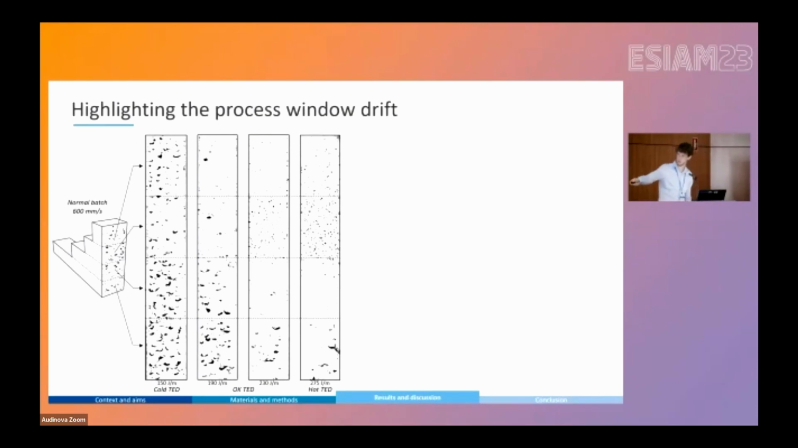So on the bottom here, you can see that we have lack of fusion porosities. On the second step, the material becomes somehow dense, with less porosities. Then we end up, on the third step, with a lot of keyholes and metallurgical porosities. And on the last step, the amount of porosities decreases again. So this is really inhomogeneous.